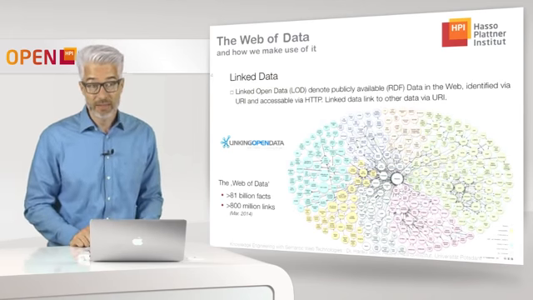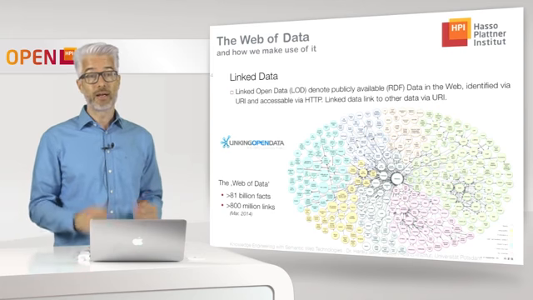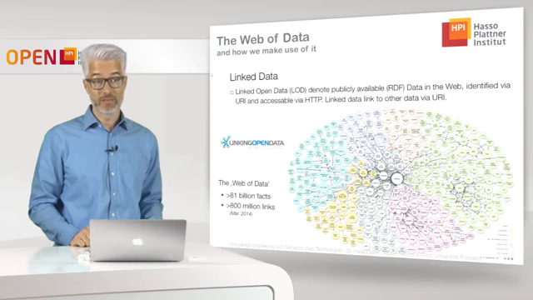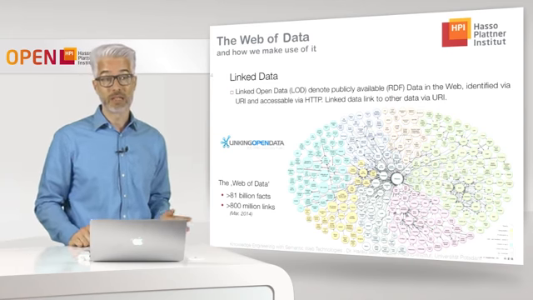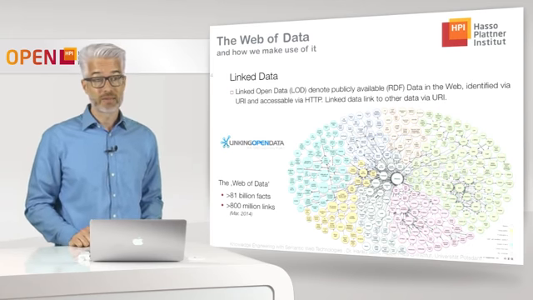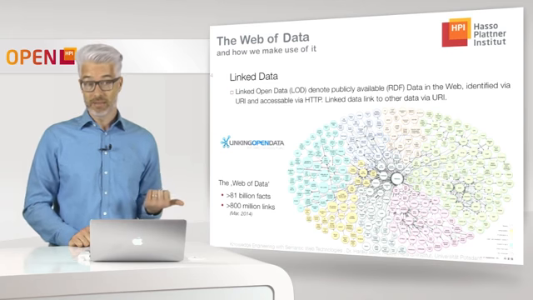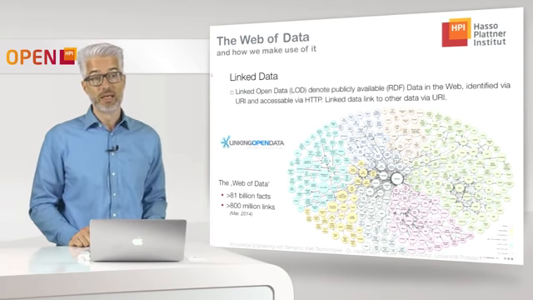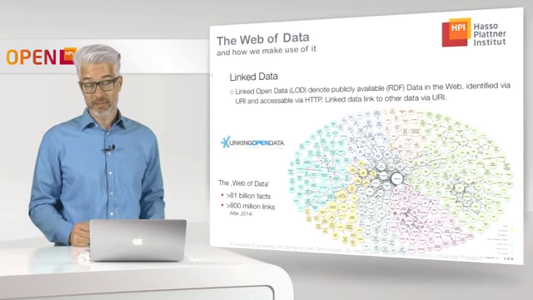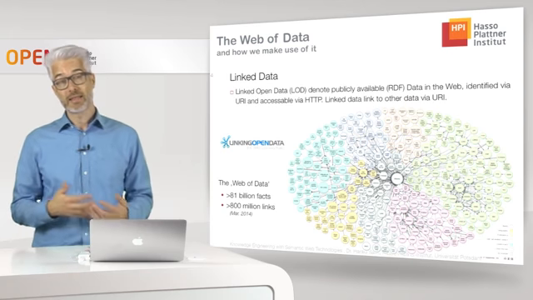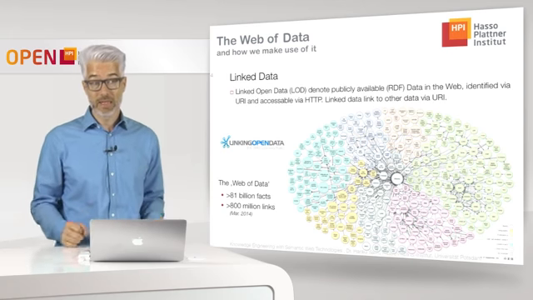So today, the Web of Data is a huge cloud of data sources that are linked together in the sense of linked data that are publicly available in most senses. So it's called linked open data. And these are publicly available data sets on the web identified via URI and accessible via the standard web protocol HTTP. And the nice thing about these data sets is they do not stand for themselves separated. They are linked to data in other data sets, and therefore it's called linked data.